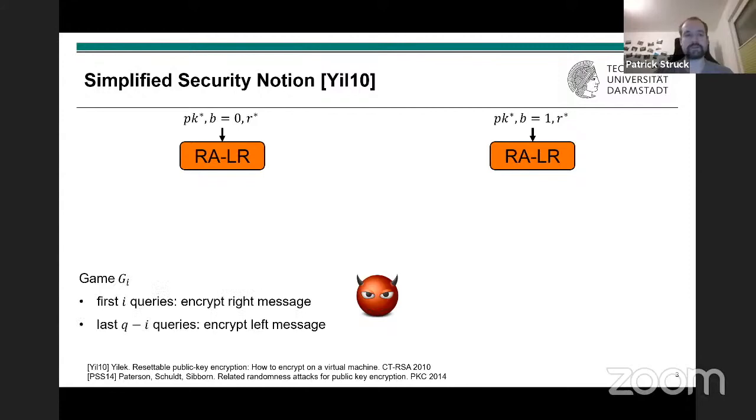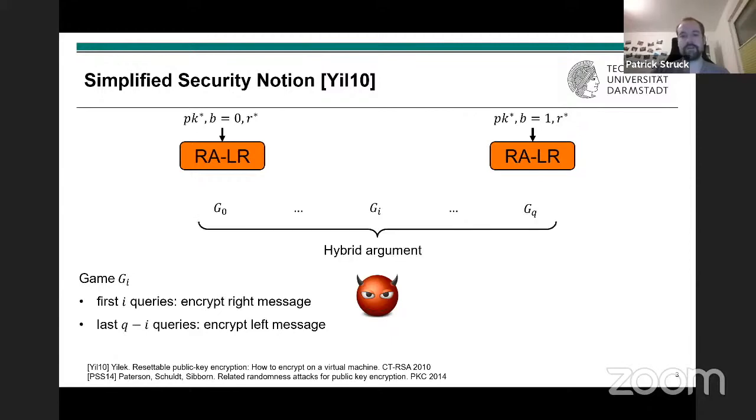And then Jilek proposed several hybrid games, GI, where in game GI, the first I queries are answered by encrypting the right message, and the remaining queries by encrypting the left message. So this means that the game G0 corresponds to the oracle here on the left and GQ to the oracle on the right. And then he proposed to use a hybrid argument over these games in order to show the simplification of the notion. However, this was then in 2014 identified as flawed by Patterson, Schuld, and Sepp, who showed that this results in a forbidden query by the reduction.